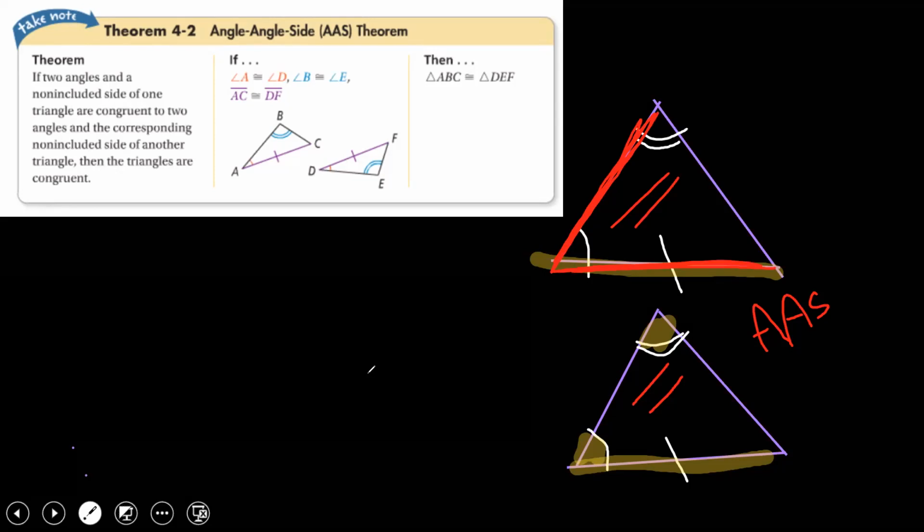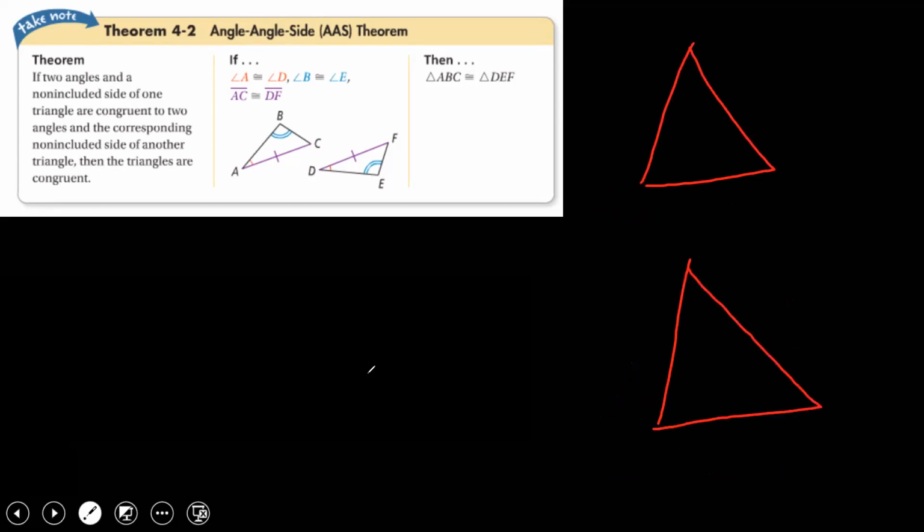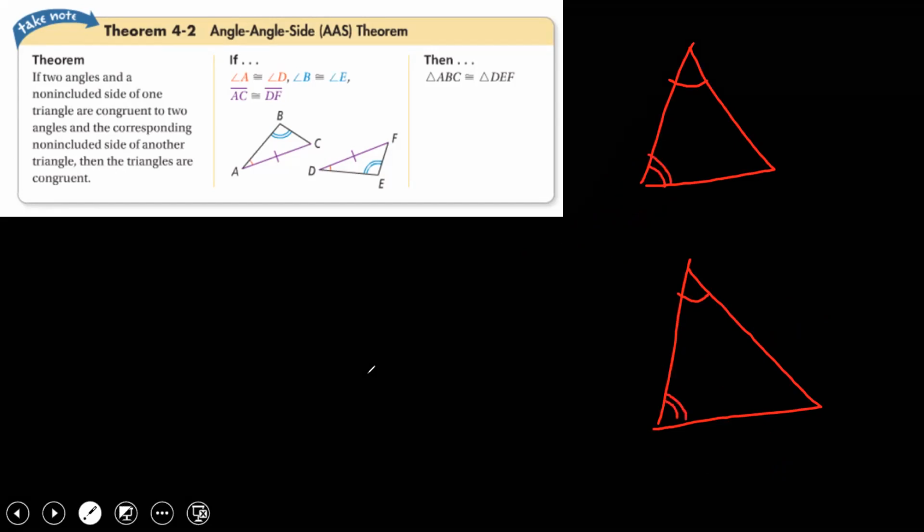Now, the first thing I want you to know is this. Here you have two triangles. If I told you that this angle is congruent with this angle and this angle is congruent with this angle, and there's a side, which is this one, that is congruent to its corresponding side, I will say that these two triangles are congruent. All three of these elements must be congruent.